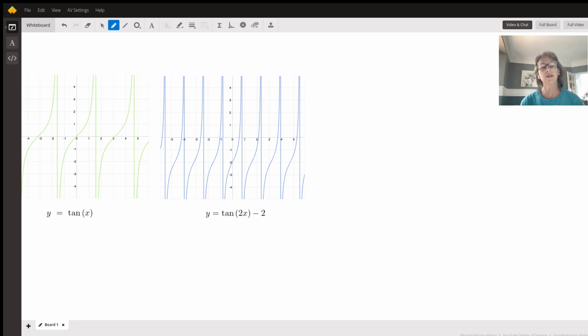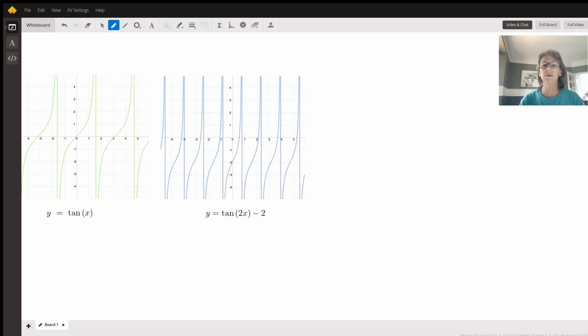It looks like an x cubed curve, except x cubed doesn't have vertical asymptotes. So with tangent, it's mostly about the vertical asymptotes and then also the point of inflection. Notice the point of inflection is on the x-axis. The first one's at (0, 0). The second one is at (pi, 0).